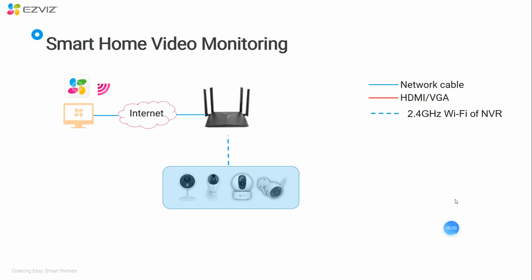For home users, you can refer to this simple topology. After the video is captured by the IP camera, if we want to watch the video or manage the devices, we can obtain the video data through the EZVIZ app or EZVIZ Studio, while the router is the data transfer medium between the camera and the client.